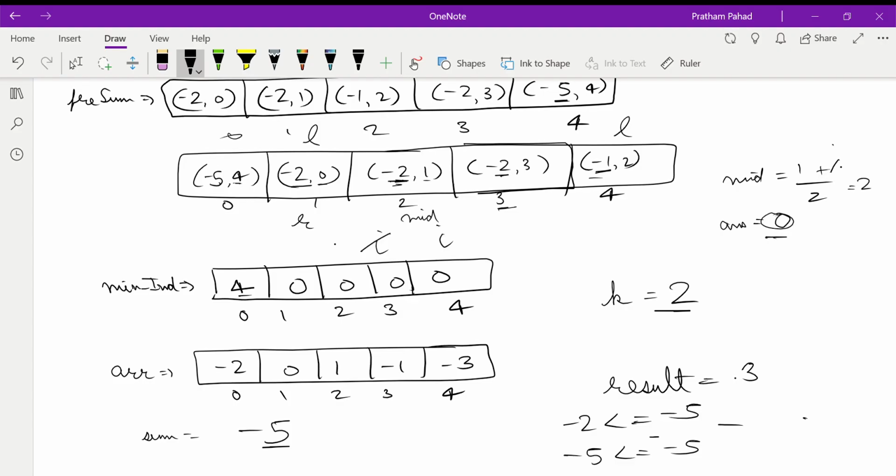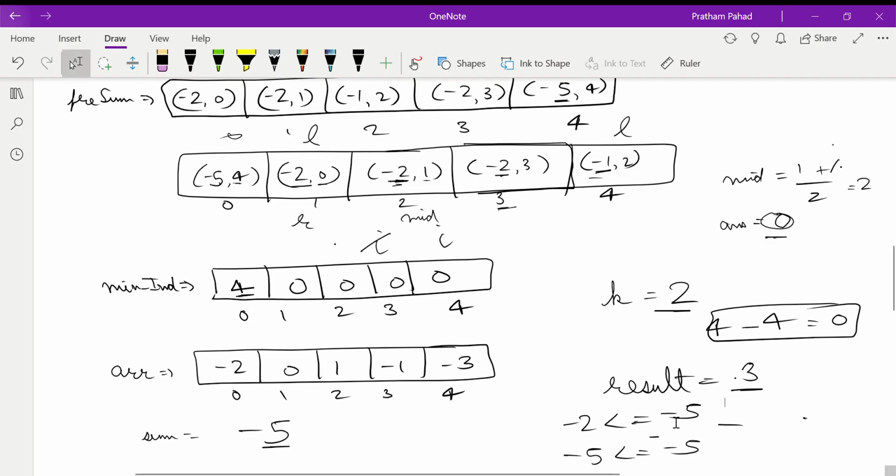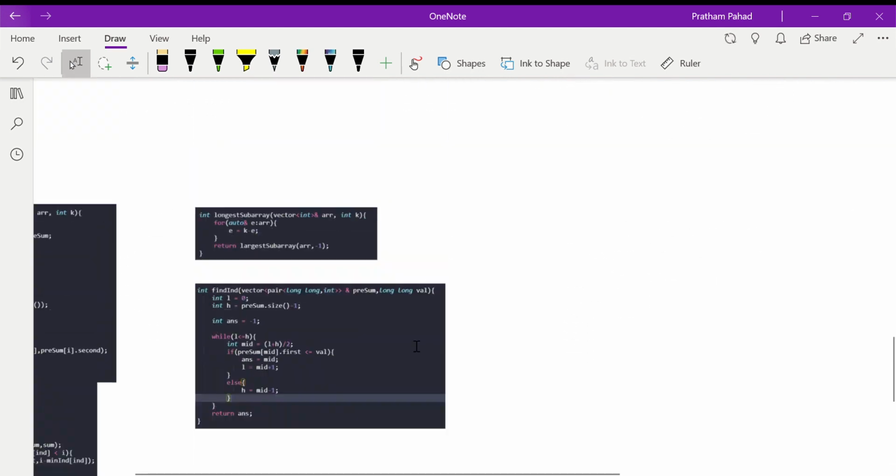We'll directly return 0 in this case, and what we'll do? i minus, 4 minus minimum index of 0, which is 4. So you are going to get 0 in this answer, but our max answer is 3. So we'll return 3 in this case. Okay, so this was all the dry run. Let's see the code as well.